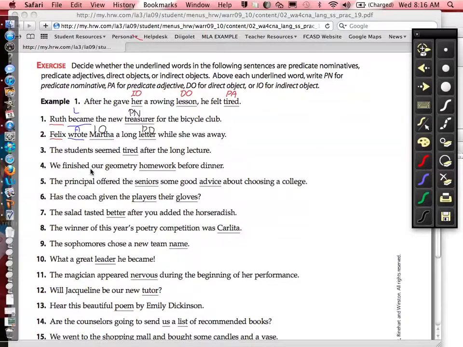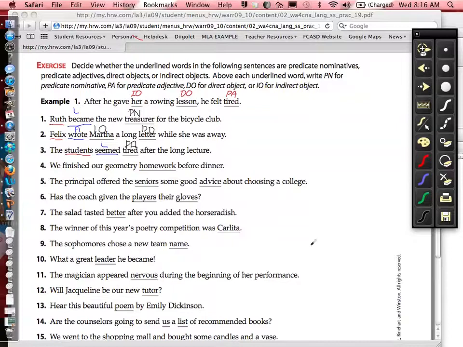All right? Number 3. The students seemed tired after the long lecture, which is why they are now watching the lecture on video. What's the subject? The subject is students. What's the verb? Seemed is the verb. Is that an action or linking? Seemed is a linking verb. Students seemed what? Students seem tired. What part of speech is that? It's an adjective modifying students. Therefore, it is a predicate adjective.